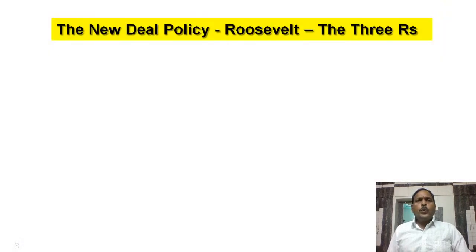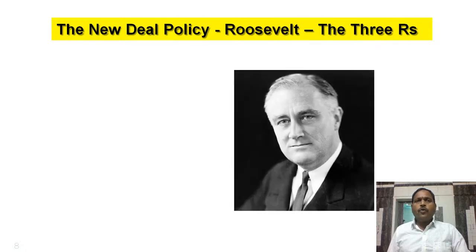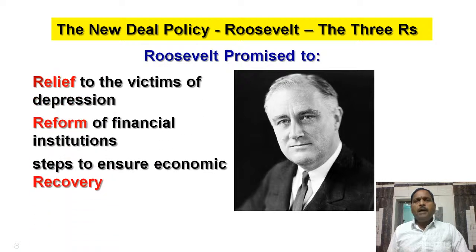Next, we are going to the New Deal policy, which was implemented by Roosevelt, the US president. It is also called the 3 R's. What are the 3 R's we are going to discuss? He is Mr. F.D. Roosevelt, the US president. He promised relief, reform, and recovery. These are called the 3 R's.